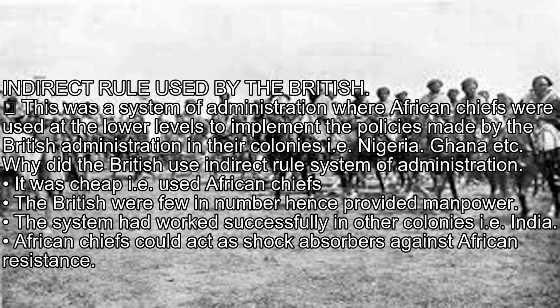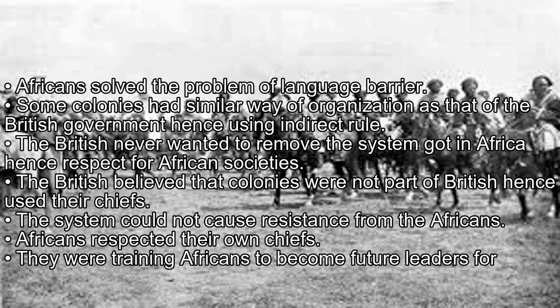It was cheap, i.e. used African chiefs. The British were few in number, hence lacked manpower. The system had worked successfully in other colonies, i.e. India. African chiefs could act as shock absorbers against African resistance. Africans solved the problem of language barrier. Some colonies had a similar way of organization as that of the British government, hence using indirect rule.